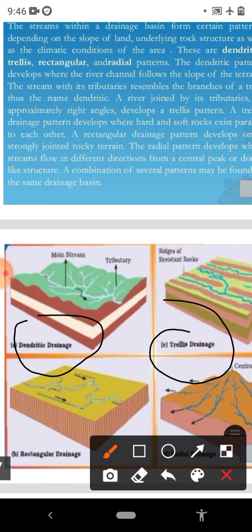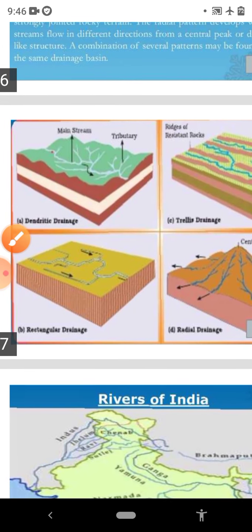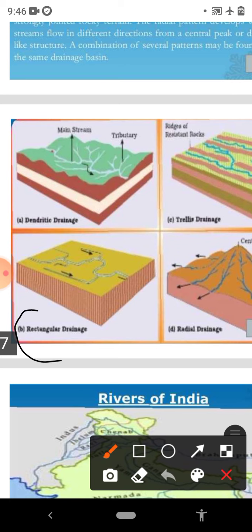Then rectangular pattern. This pattern is found in the regions that have undergone faulting. As a result, the tributary streams make bends and enter the main stream at right angle. Then another one, that is the radial pattern. It develops around a central elevated point. The streams flow in different directions from a central peak or a dome-like structure.